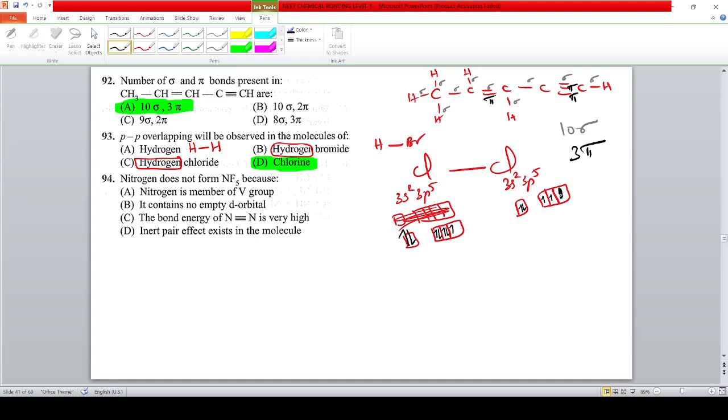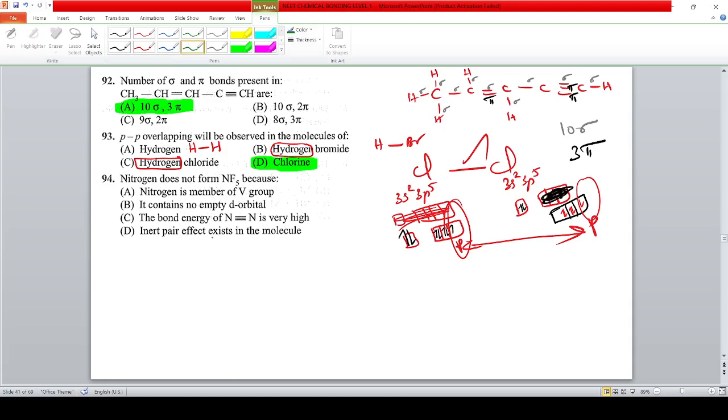Sorry, the eraser is not working. I'll draw the 5 electrons: 1, 2, 3, 4, 5. Now think of this anticlockwise electron and this clockwise electron. This belongs to a p orbital and this belongs to a p orbital. They overlap and form this bond. So the P-P overlap is seen in Cl2, the chlorine molecule.